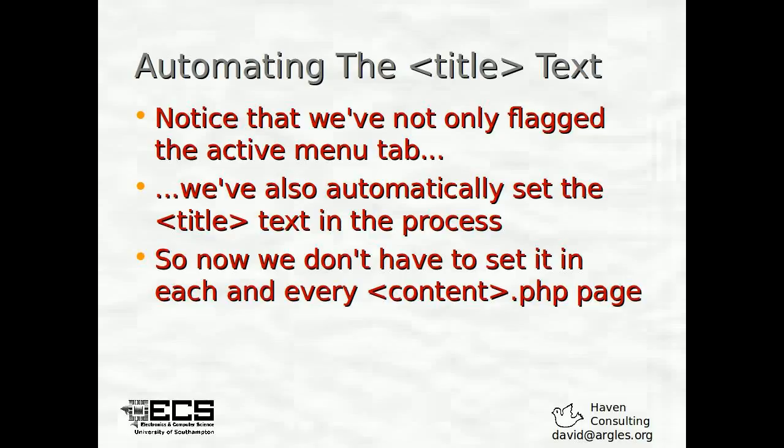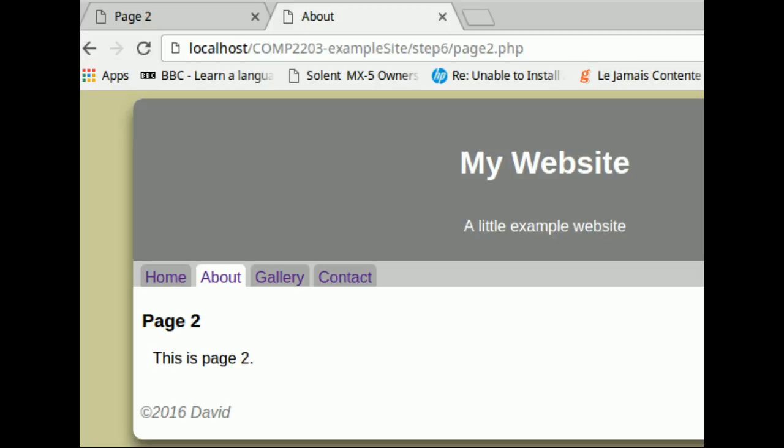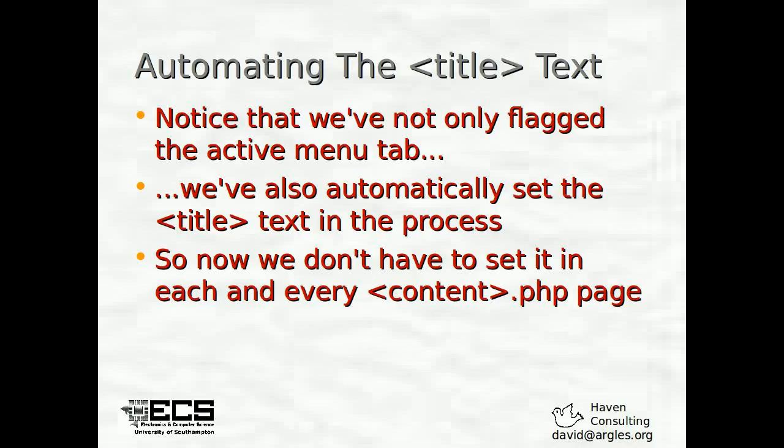We now find that we've not only flagged the active menu tab by doing that, we've also automatically set the title text in the process. So that will now mean that we don't have to set the title text in each and every content PHP page. We can do that automatically. That sounds like good news. It sounds like one less area where we feel like we're doing things twice, even if we're not quite. And it will certainly cut down our work, and it will also reduce the possibility of making errors by doing one thing in one place and something different in a different place.